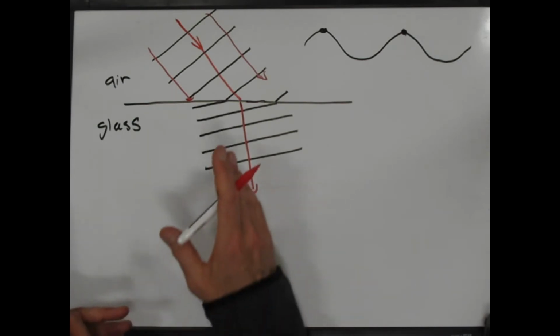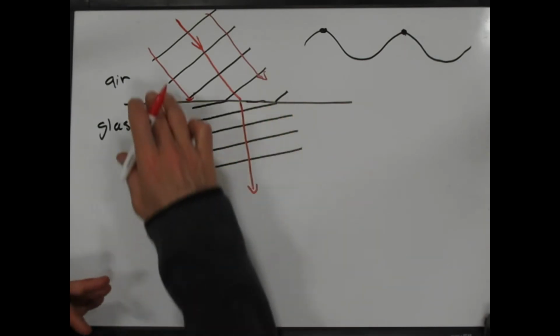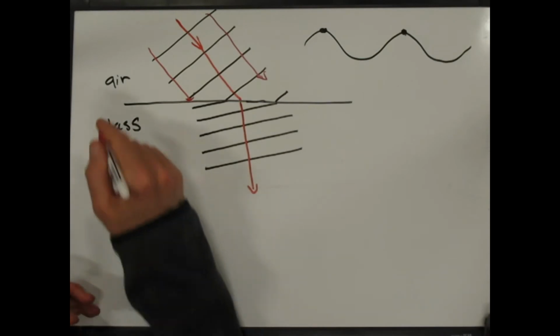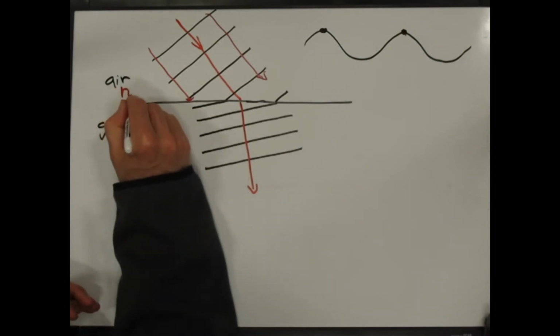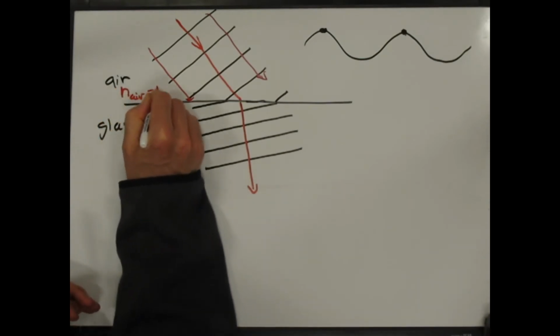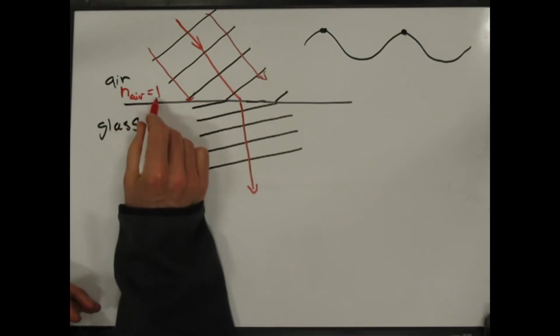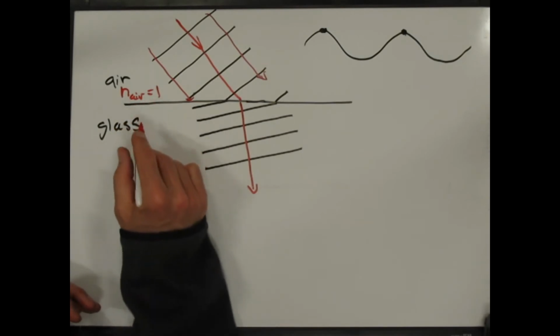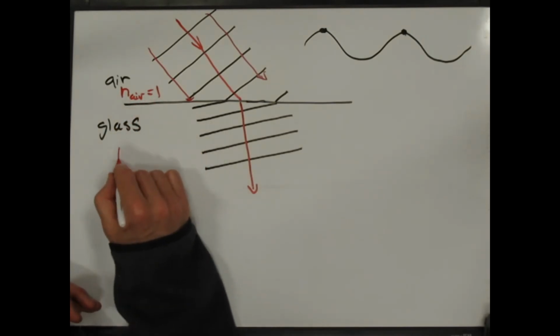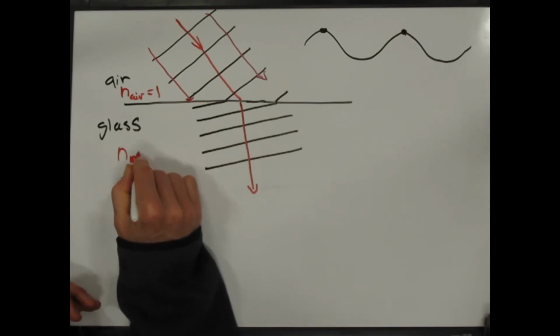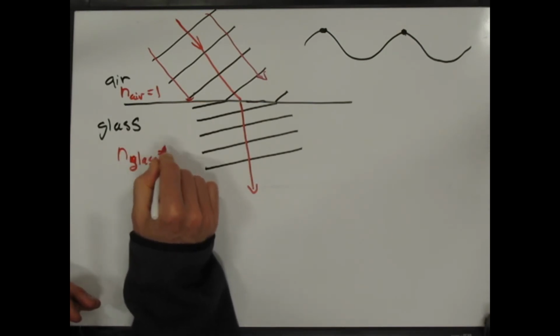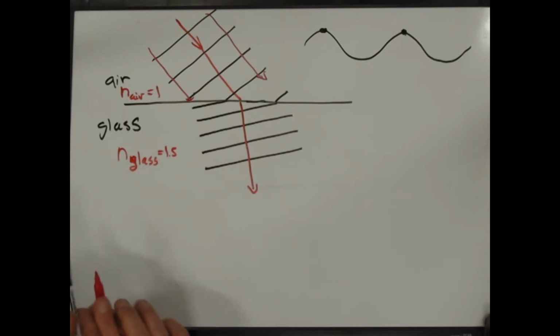And it's the bending of light that's the result of the fact that the light travels at different speeds in these two materials. I might call this N air is equal to 1, because the speed of light in air is the same thing as the speed of light in a vacuum, basically. It's still 3 times 10 to the 8th. And this is N glass equals 1.5 or something like that.